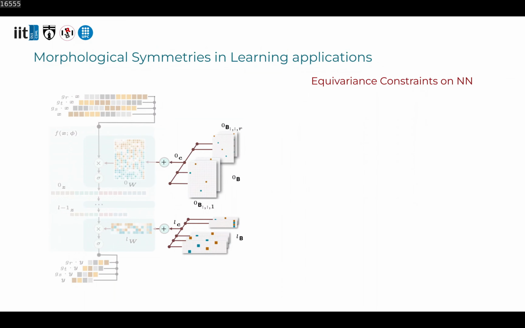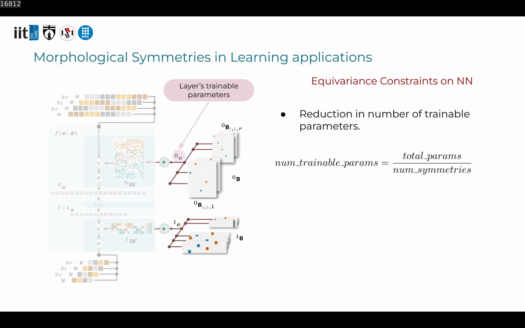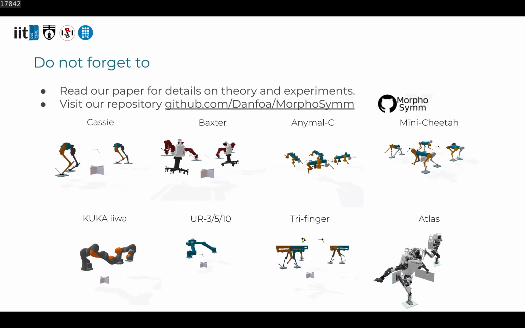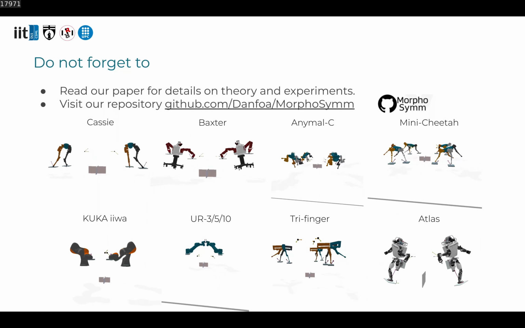In our paper, we show that imposing equivariance constraints on neural network architectures leads to a reduction in the number of trainable parameters that is proportional to the number of symmetries of the system. This while effectively enhancing the model's sample efficiency and generalization capabilities. We encourage you to read our paper to see the theory behind the intuition presented in this video and the empirical results of our experimental setups with real-world data.